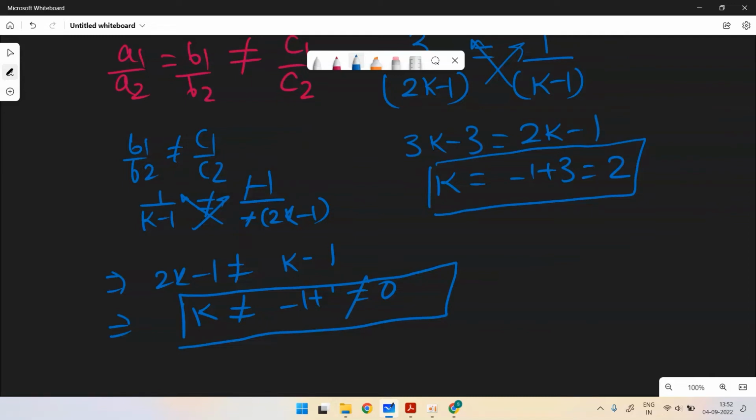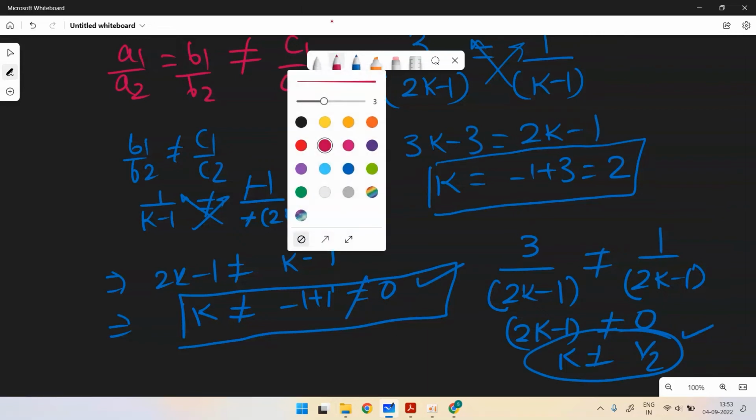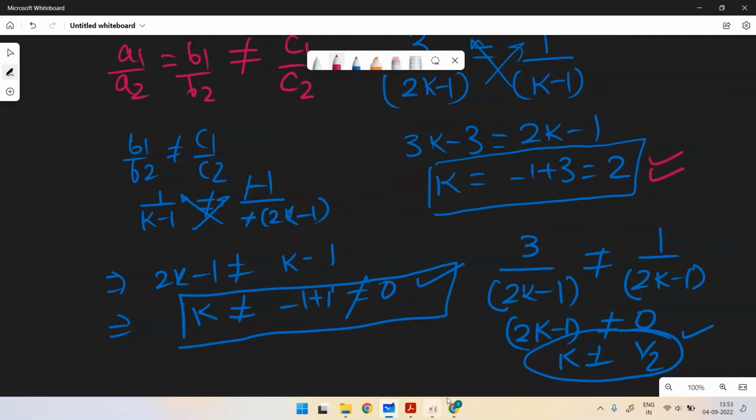So that's good enough. Now third, a1 by a2 is 3 by 2k minus 1, which should not be equal to c1 by c2, 1 by 2k minus 1. This is nothing but 2k minus 1 should not be equal to 0, or k should not be equal to half. So the value of k should be neither 0 nor half, and what we are getting is that the value of k is 2. So the value of k equal to 2 is my answer.